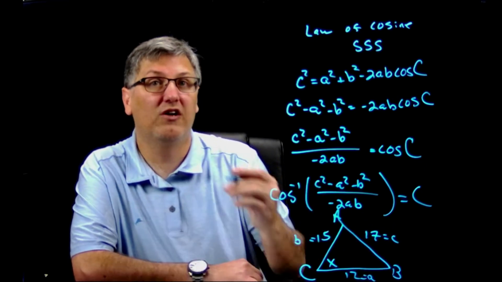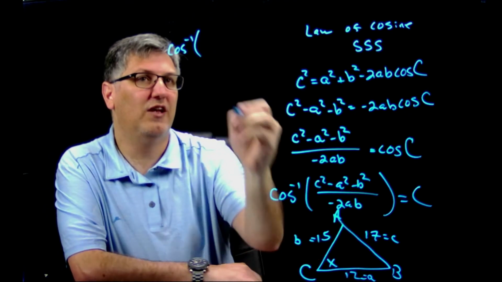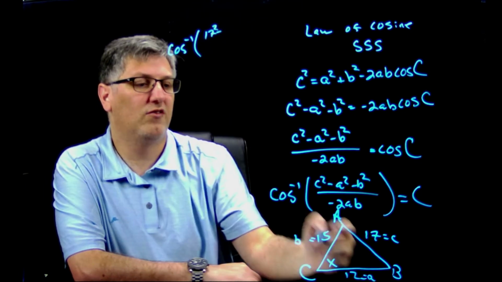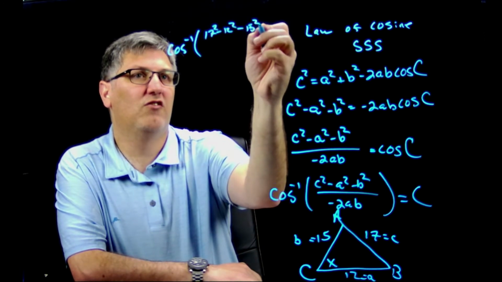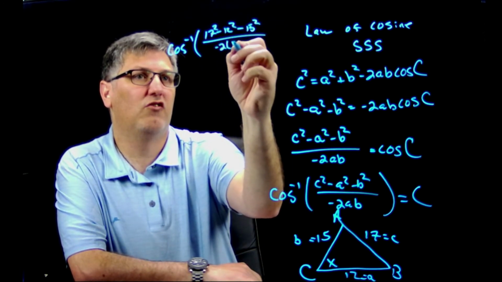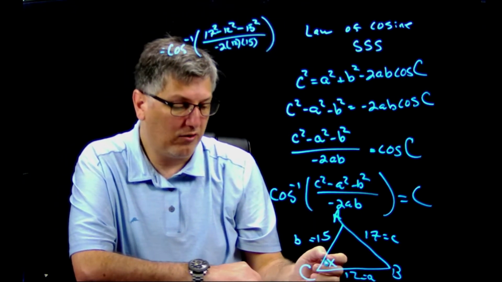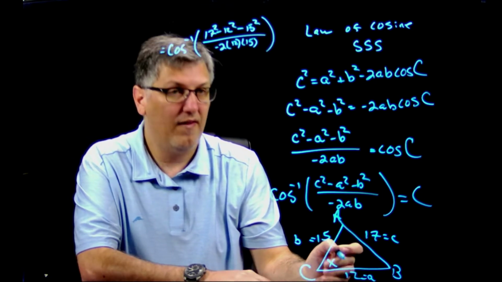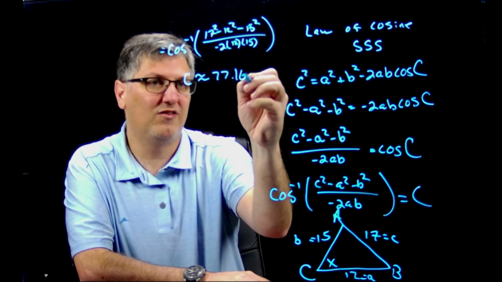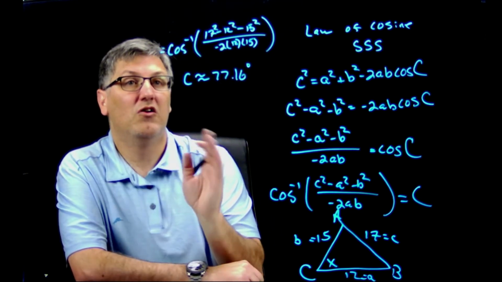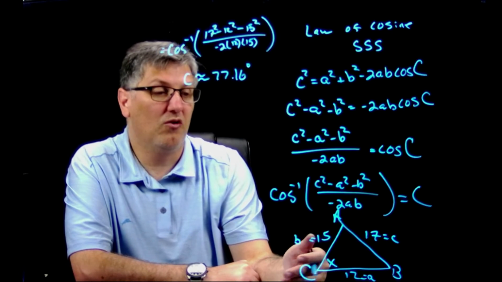I literally just plug and chug in the formula. So I'm going to do arc cosine of my c, 17 squared, minus my a, 12 squared, minus my b, 15 squared, all over a negative 2 times my 12 times my 15. And I just throw it in the calculator. When I throw it in the calculator, I'm going to get that C is approximately 77.16 degrees. Done.